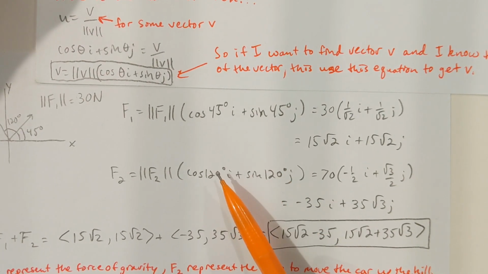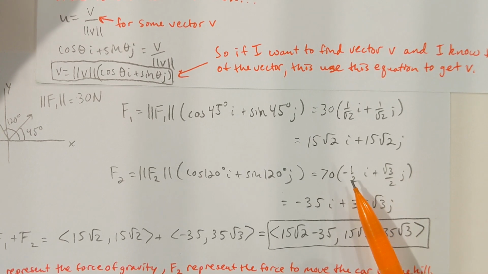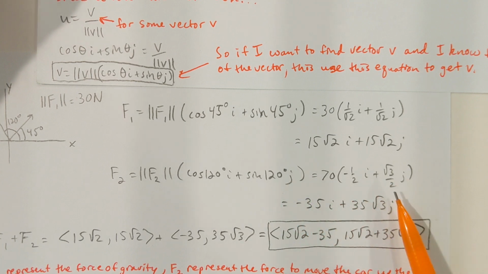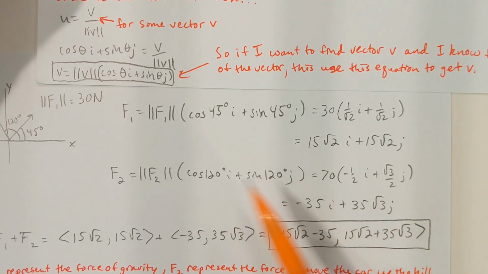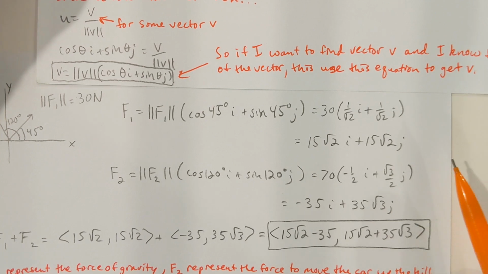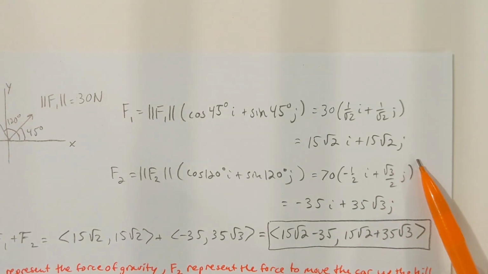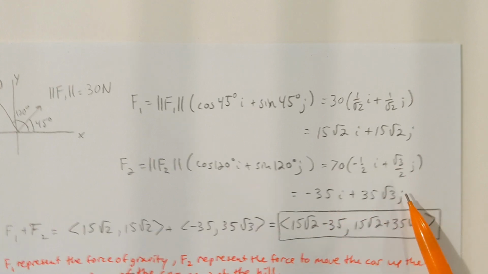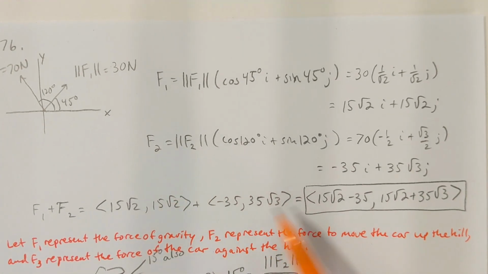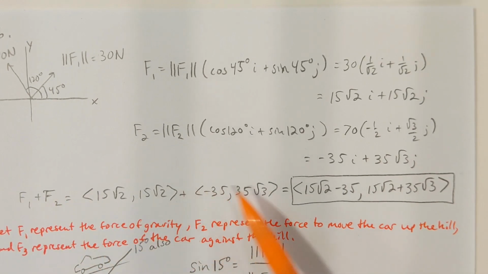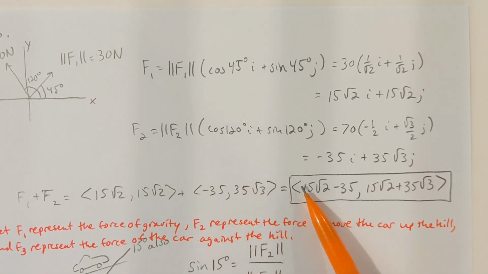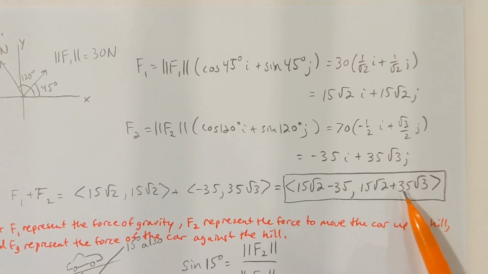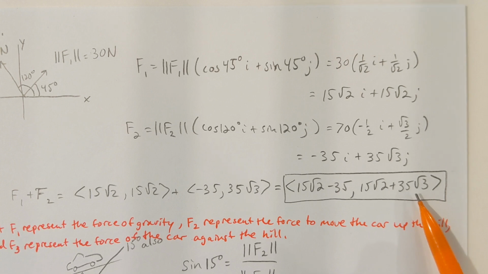Cosine of 120 degrees is negative 1/2, since the adjacent side would be negative 1. Sine of 120 degrees would be root 3 over 2. The opposite side is root 3. And of course, I'm working with a 30-60-90 right triangle in quadrant 2. Distribute the 70 there and simplify. So negative 35 i plus 35 root 3 j would be the vector for F2. To get F1 plus F2, I would simply add the two components. 15 root 2 minus 35 would be the first component. 15 root 2 plus 35 root 3 would be the second component.